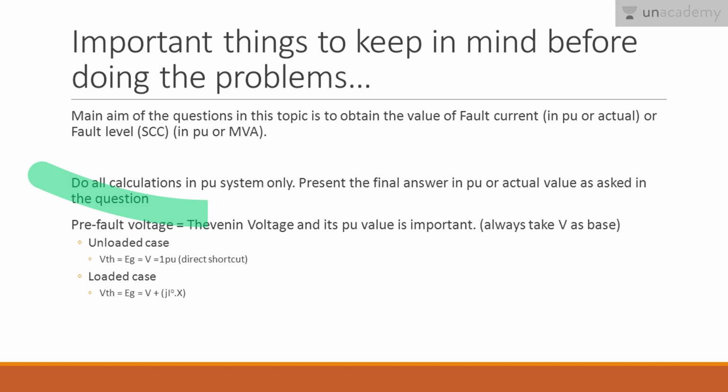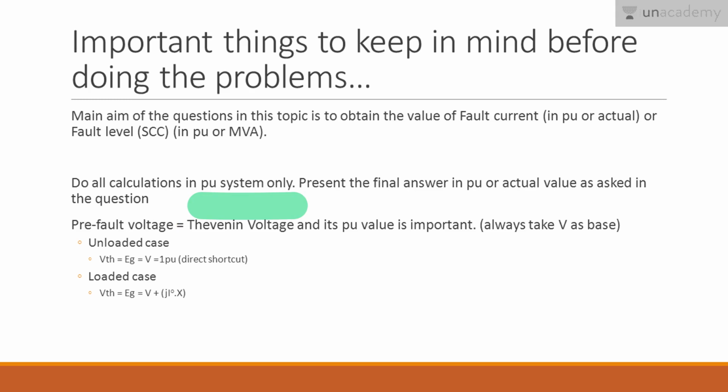And one of the important things is pre-fault voltage consideration. So what should be the pre-fault voltage? Because we have already discussed that we are going to convert the reactance diagram into a Thevenin's equivalent considering the point of fault. So what will the Thevenin equivalent have? It will have a Thevenin voltage as well as the Thevenin reactance. Thevenin reactance is nothing but the reactance up to the point of fault. That is easy to calculate.